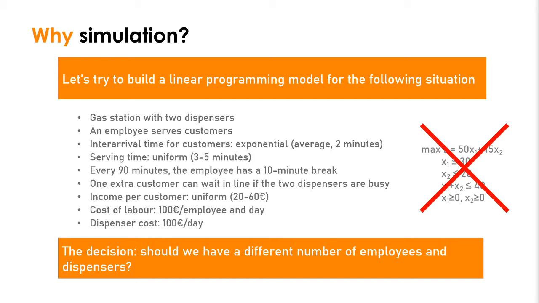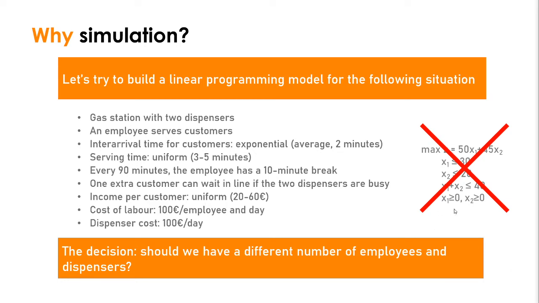And if we're assuming that they are arriving exactly every 2 minutes, we will be overestimating our capacity, and we were assuming we're making more money than actually we're going to make if we implement this decision. So we cannot work with average values.